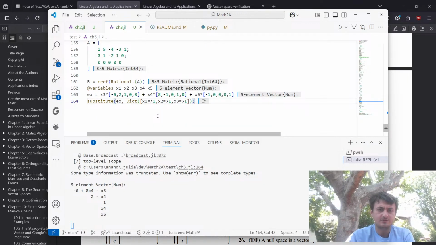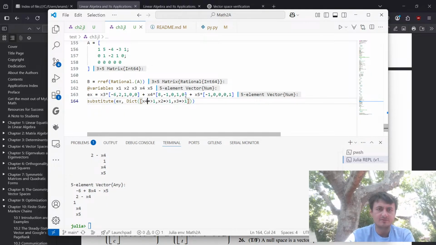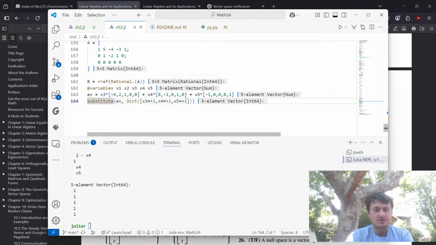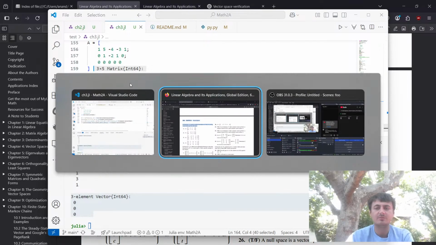I think I can do this. Oh, wait. But what I wanted to do was, okay, I understand. This needs to be x3, x4, x5. Okay, so you just have to turn it to a dict. Okay, so wow, that's pretty coincidental, I feel like. Okay, so now if I do A times this, we're going to get... Okay, so this is... All right, so we did it. We did it. Took us a little bit, but we did it.